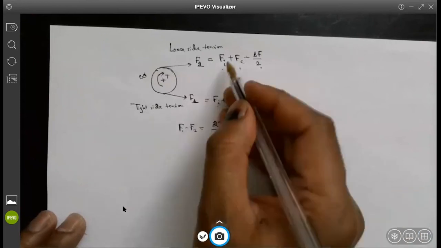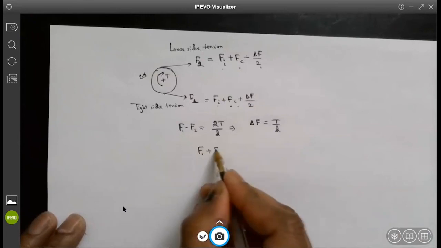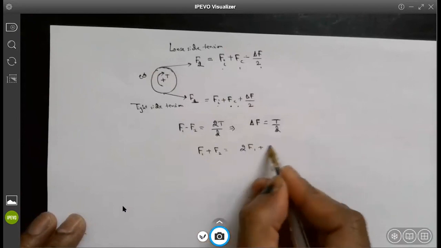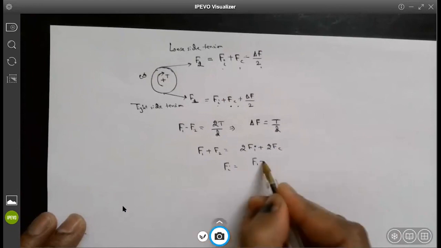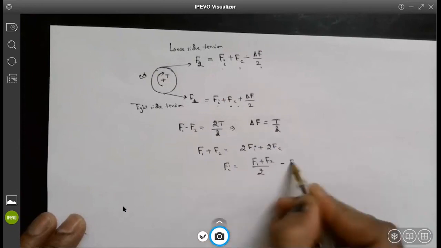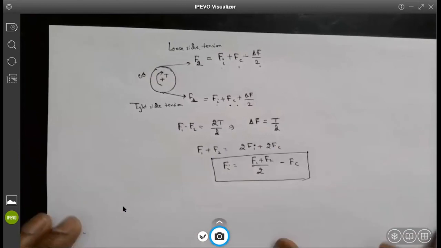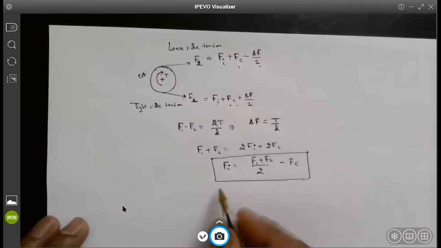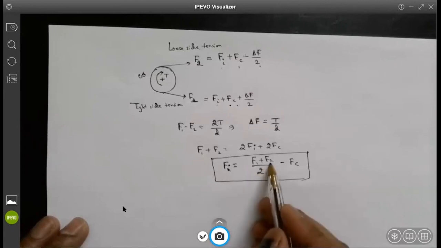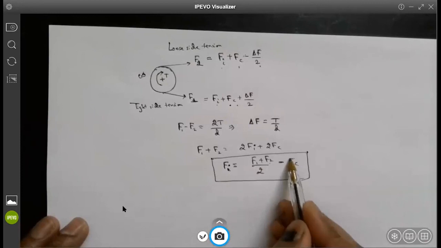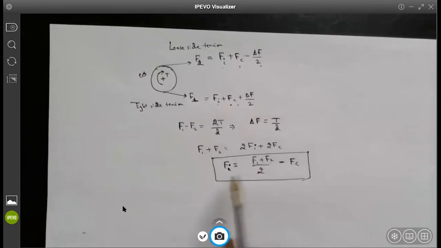So what you actually do is, if you sum this up, you will find that F1 plus F2 is equal to 2Fi plus 2Fc, or Fi is equal to F1 plus F2 divided by 2 minus Fc. So what it basically says is that the initial tension in the belt has to be equal to the average of the loose side and tight side tensions minus the centrifugal force the belt is experiencing because of the rotation.